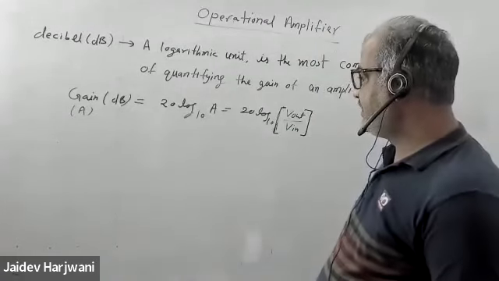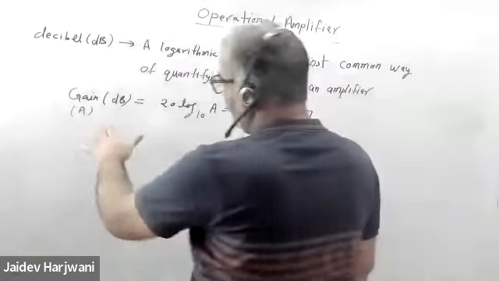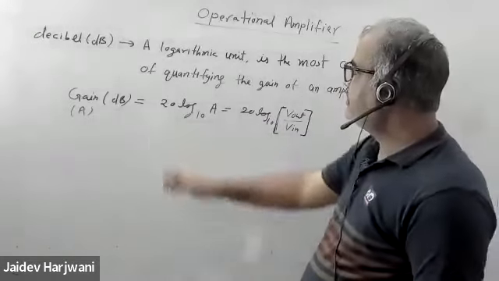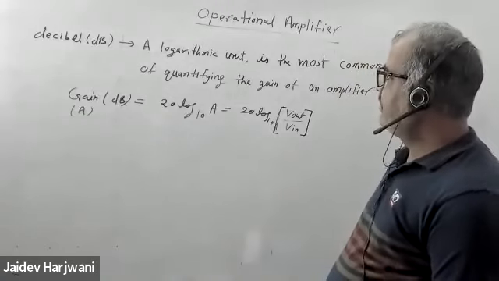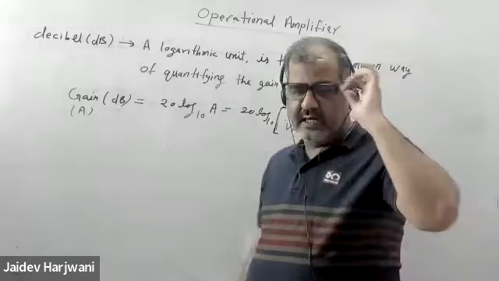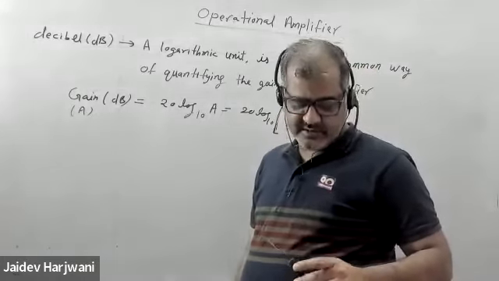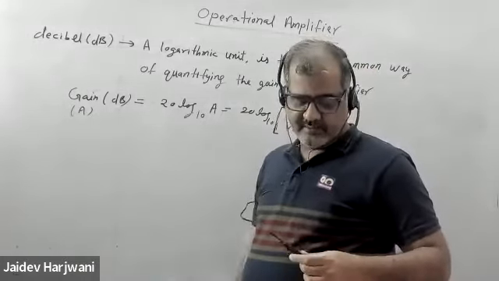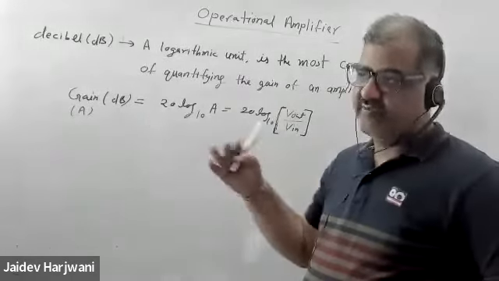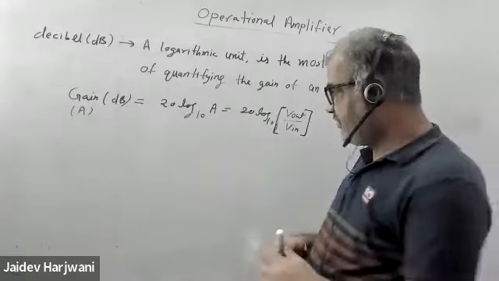Gain also can be defined in decibel. Decibel also is a unit of gain, a logarithmic unit which is most commonly used in amplifiers and electronics, because once you use this unit, calculations become easy when there is a cascade of amplifiers. So last year one problem came.